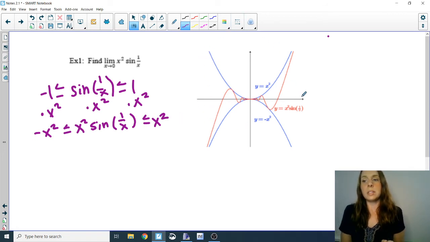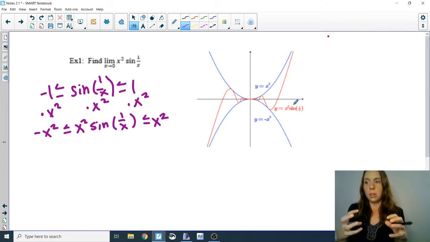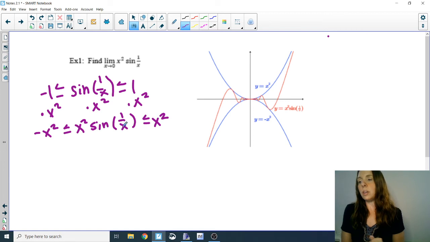So you don't necessarily have to think about functions that your function is sandwiched in between. You could pick apart your function, and if you know part of the function's range, then you could start there and try to add on to get where you need to be.